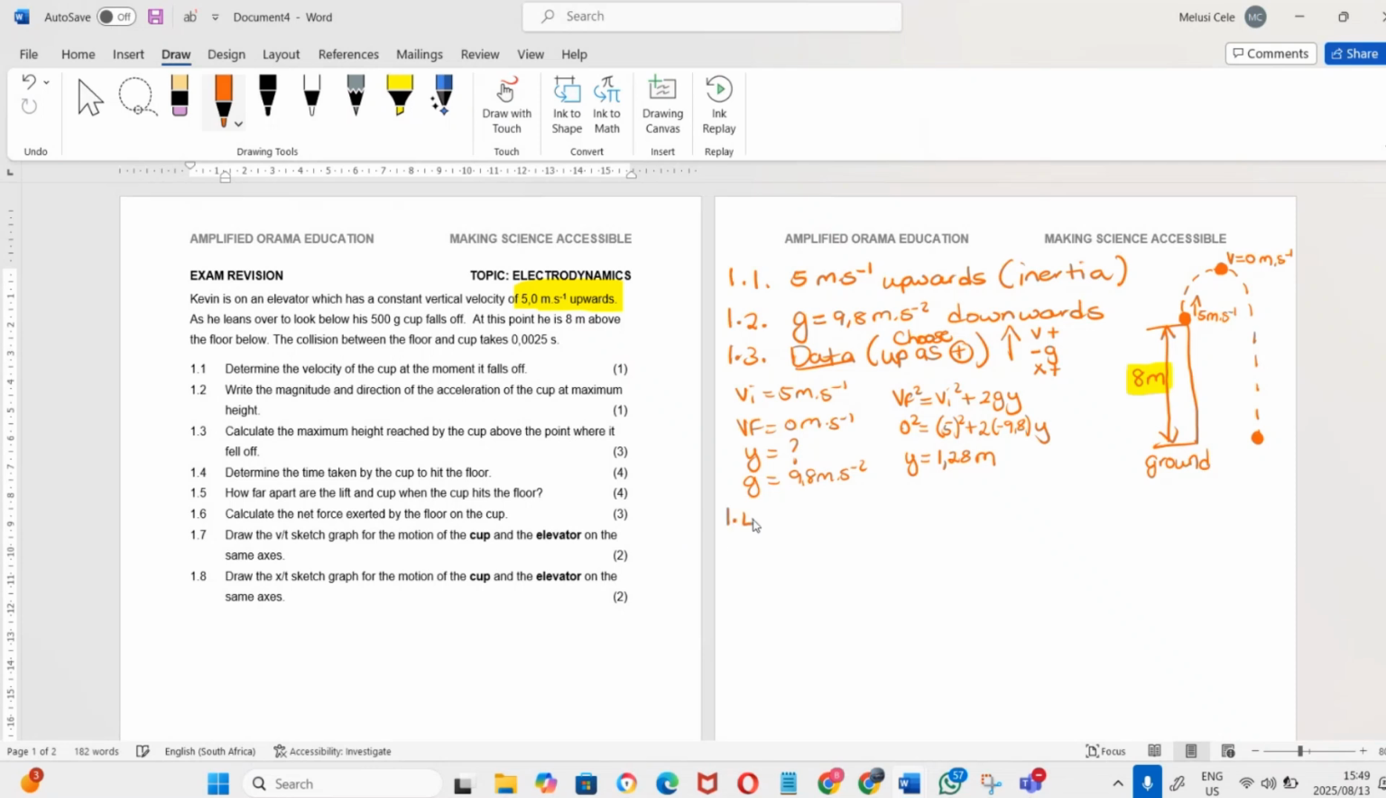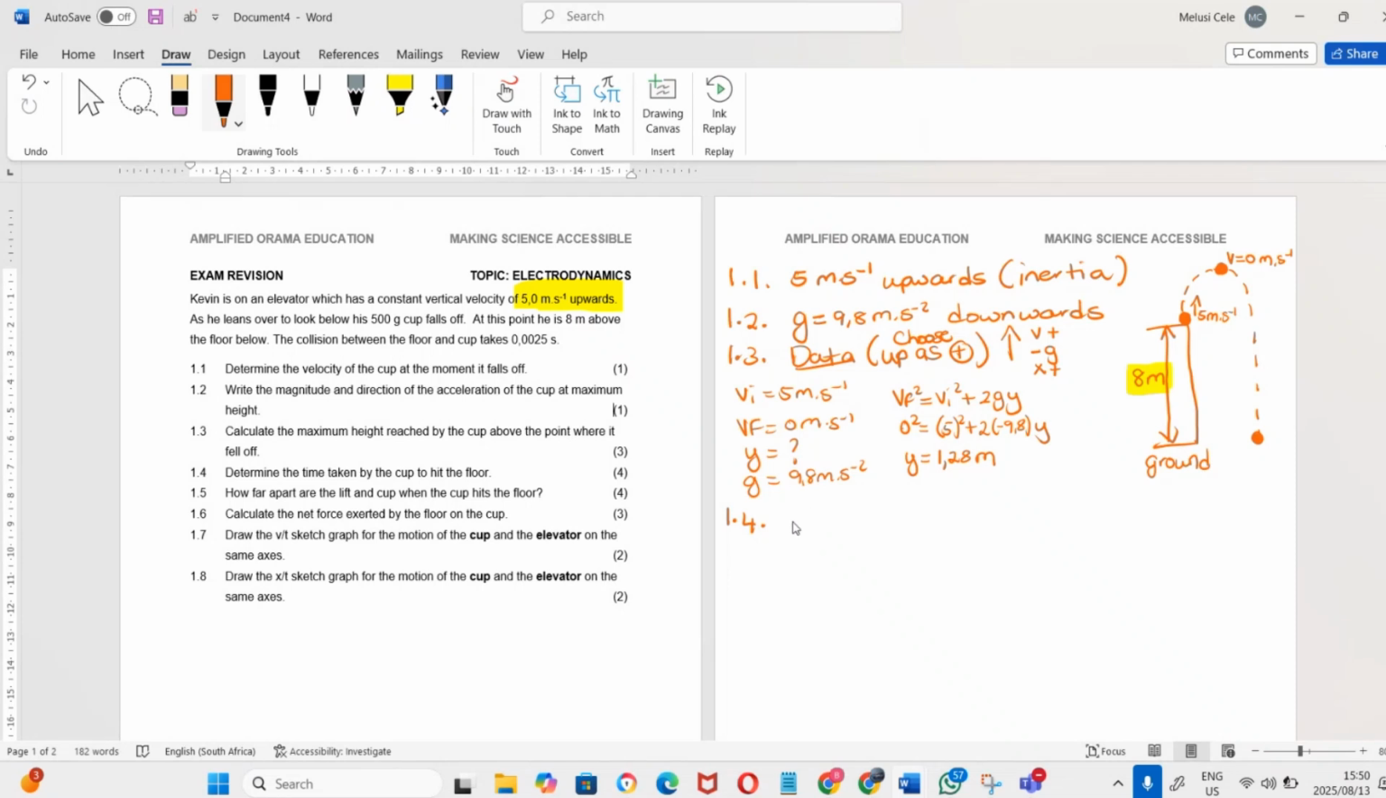Then I'm going to move straight to 1.4, where it says determine the time taken by the cup to hit the floor. And this is 4 marks. Obviously, there are 2 ways of doing this. We could do it in part, or we could just do it straight away. I'm going to do the 2 ways of doing it.